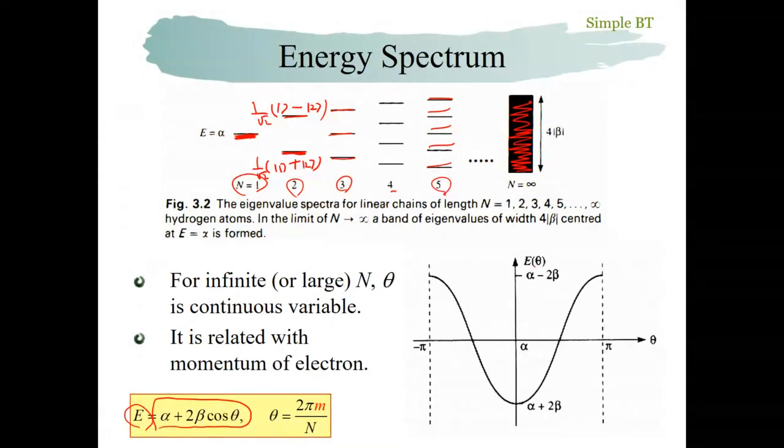And if we write the energy as a function of theta, it should be cosine theta. The center value is alpha, and now we have a negative beta here. So alpha plus 2 beta is the lowest value, and alpha minus 2 beta is the highest value, and the width is 4 beta. So we have a 4 beta here. This is the absolute value of beta. Okay.